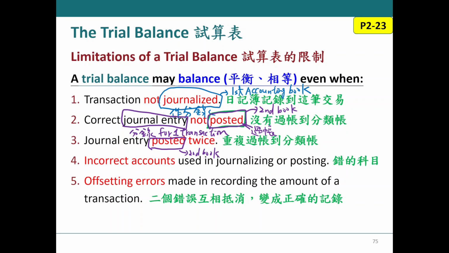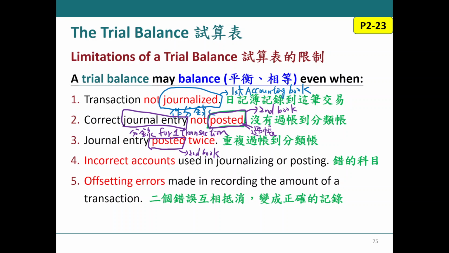Okay, so cases 1, 2, 3. When you do the journalizing in your first accounting book, then post to your ledger T account, your second accounting book, sometimes you will miss some transactions. You forgot to record some transactions. Sometimes you record them twice, okay? So you doubled the numbers. Okay? Any questions? No problem?